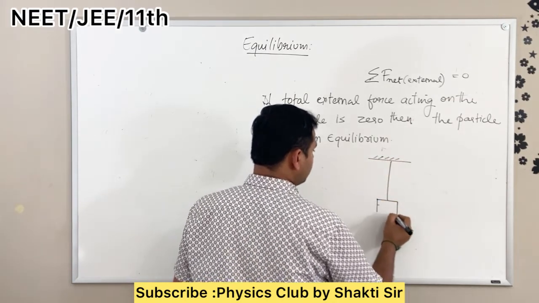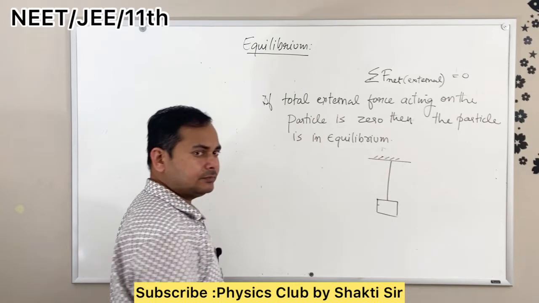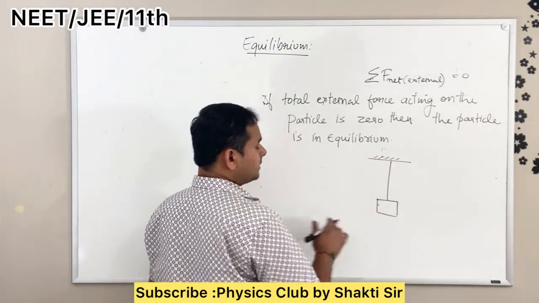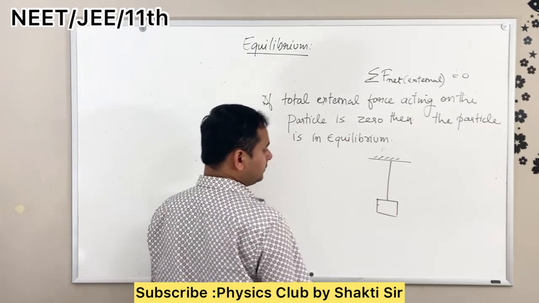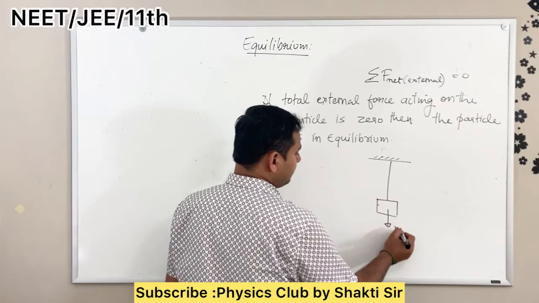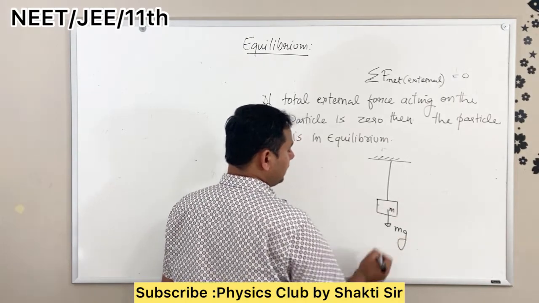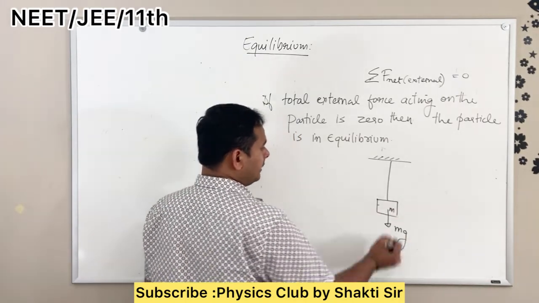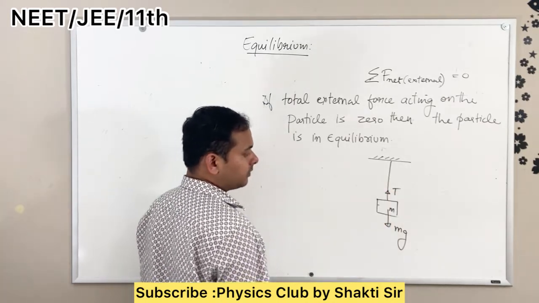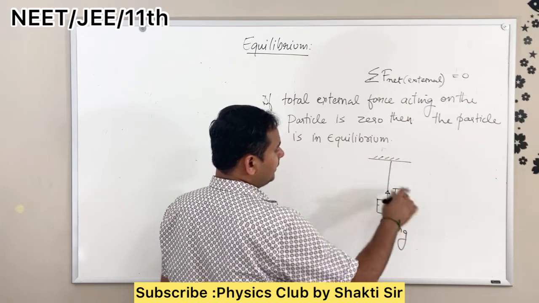So this is the situation of equilibrium. The block is in equilibrium, right, it is at rest. It means that the total external force acting on the block is zero. There are two forces acting on the block: one in the downward direction, that is mg, the gravitational force, if m is the mass of the block, and the other one is tension due to the string, which acts in the upward direction. So it is in equilibrium.